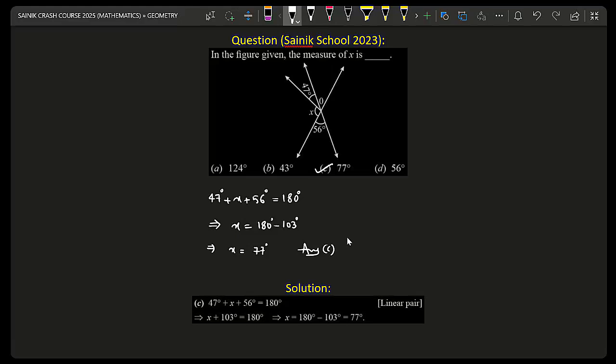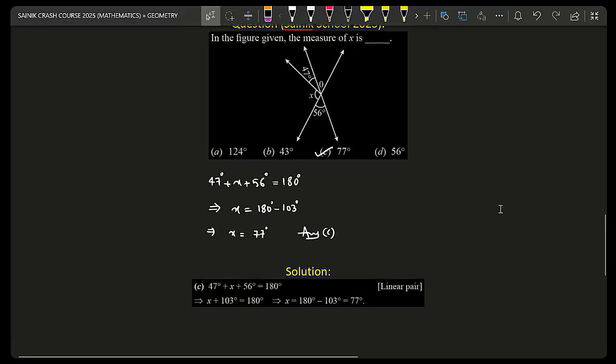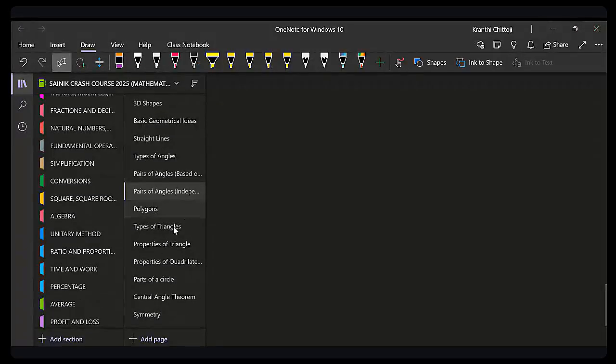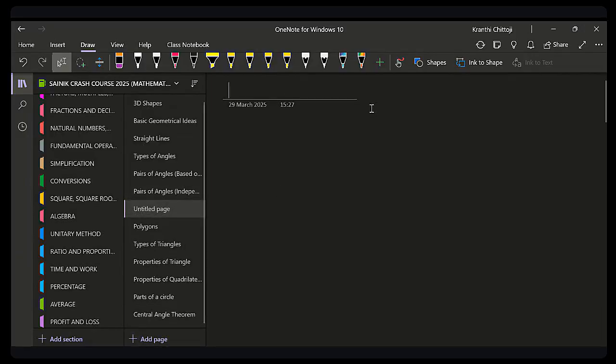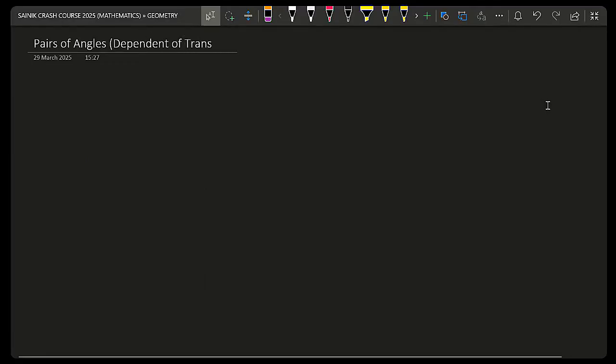So this answer is 77 degrees, because we used the fact that angles on the same straight line add up to 180 degrees. Okay. Now, the next topic we are going to discuss is pairs of angles, which depend on a transversal. Perhaps this is the most important topic for you in geometry.